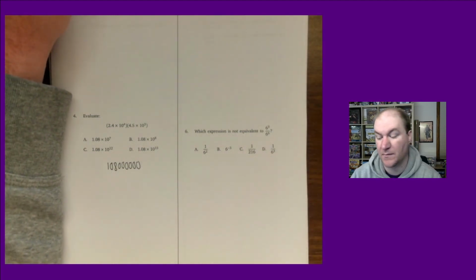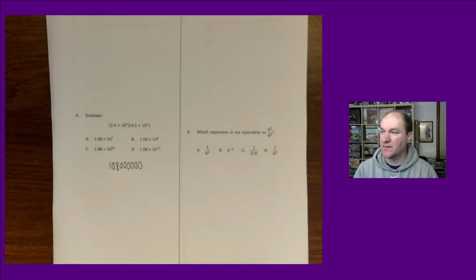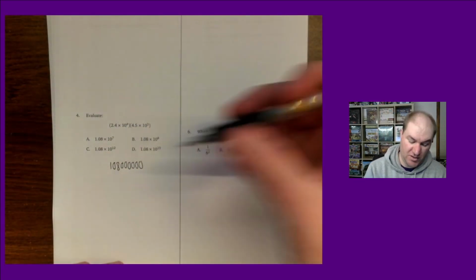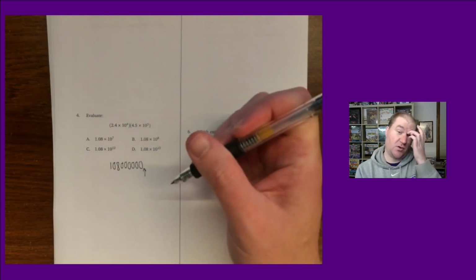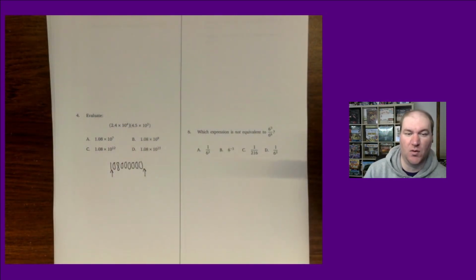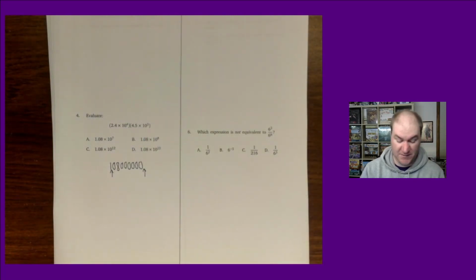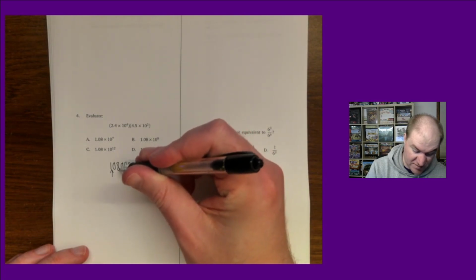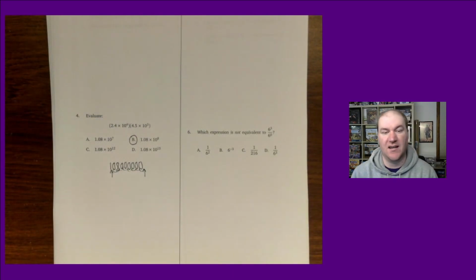I'm just typing it again to confirm that's the answer. 108 with 6 zeros. Great. All these answer choices are in scientific notation. So let's put this answer in scientific notation. The decimal's currently right there, and we need it to go right there because we need to make a number between 1 and 10. If I put the decimal right there, it'll be 1.08. So that would move 1, 2, 3, 4, 5, 6, 7, 8 times. So 1.08 times 10 to the 8th is our answer.